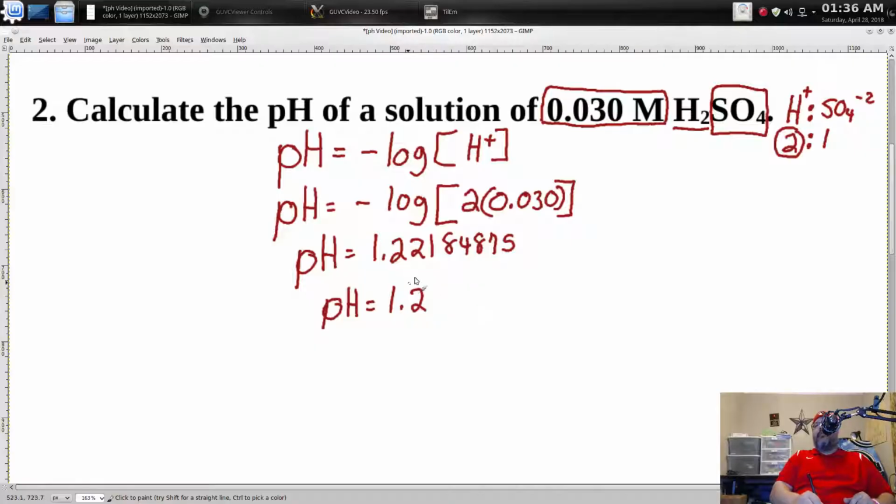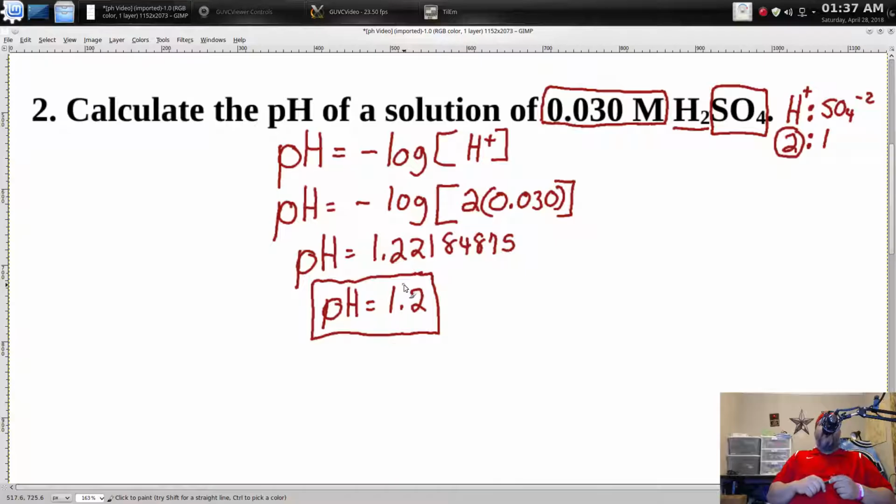And just as I said before, listen to your professor in class, or your instructor or teacher, and use the number of sig figs, or to the tenths, to the hundredths, however far they want you to go out. But 2 sig figs is what we're doing here. Okay, so this is how you calculate the pH of a solution when you're dealing with an acid and you've got more than just one hydrogen ion.